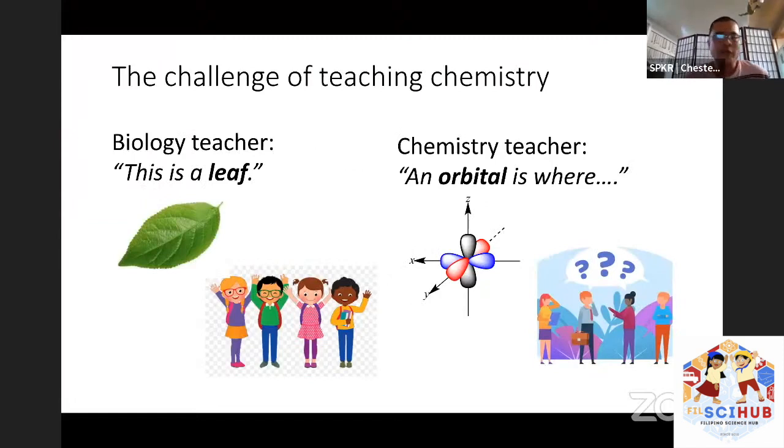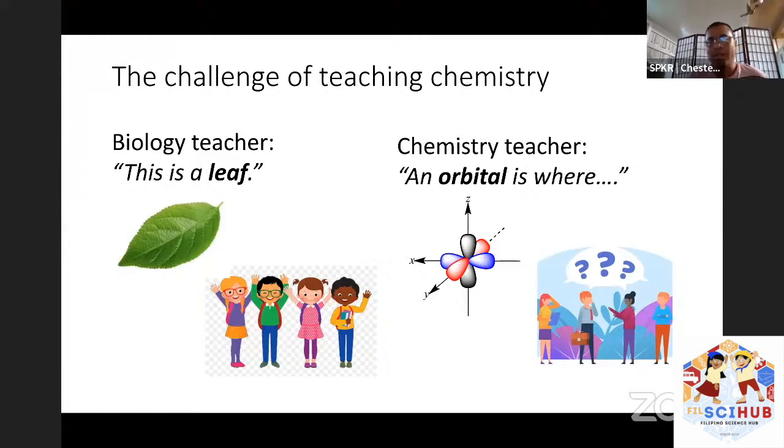Okay. So ito po yung kadalasang challenge in teaching chemistry. Say for example, yung teacher sa biology, kung sinabi niya, this is a leaf, kukuha lang yan ng dahon, tapos ipapakita niya sa class, iwawagayway niya. And of course, the students will be very happy kasi napakadaling intindihin tong dahon na ito.